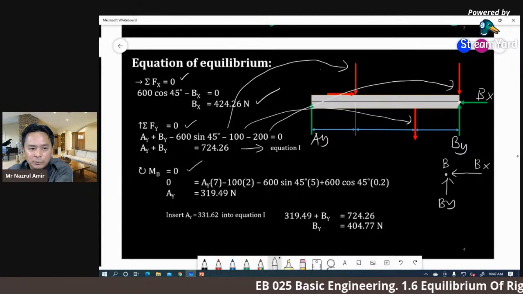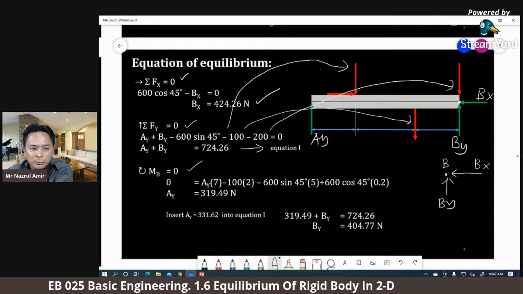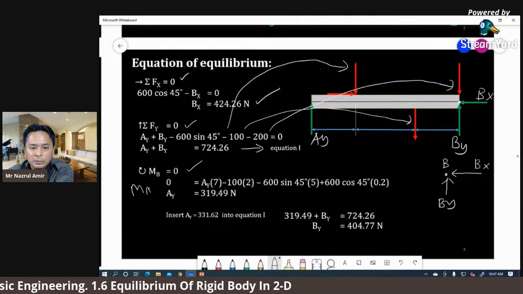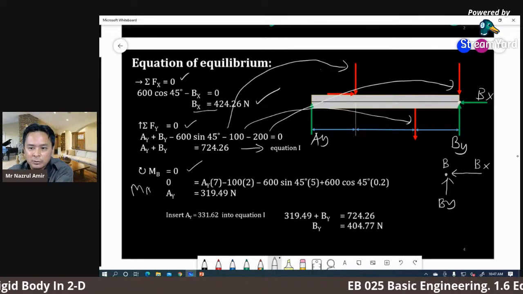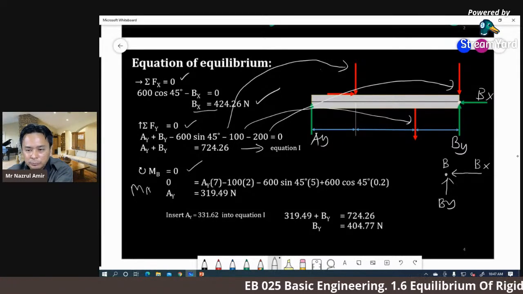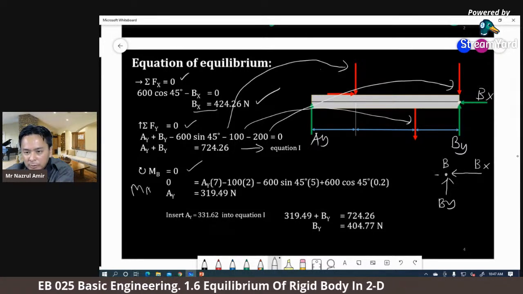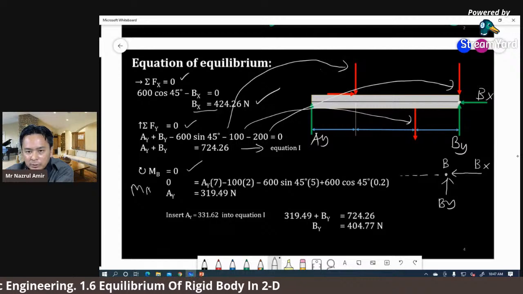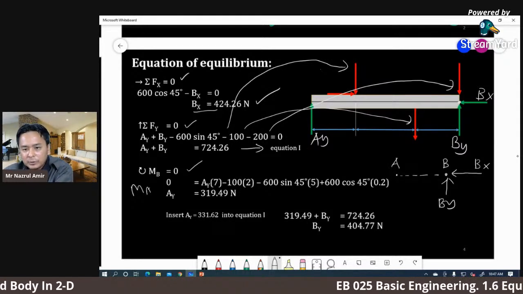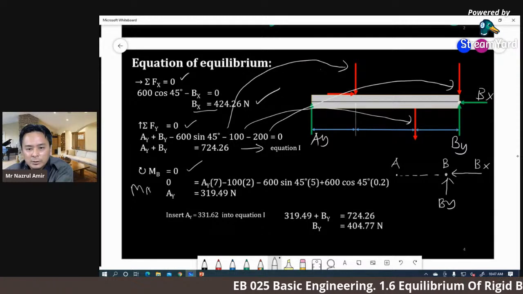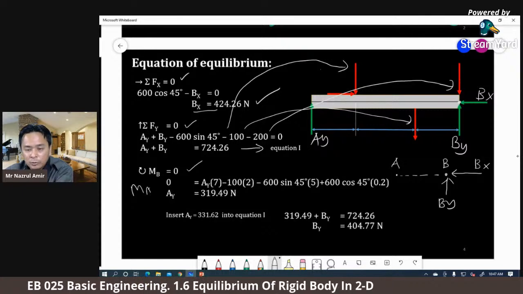But if we follow this sequence, actually we don't need to choose point B. Point A also can. You can use the summation of moments at point A because we already obtained the value of Bx, so Bx is not an issue. Furthermore, the Bx force is directed along the same line as point A, so it doesn't affect the amount of moment. We can still take moments at point A, and Bx will produce zero moment also.